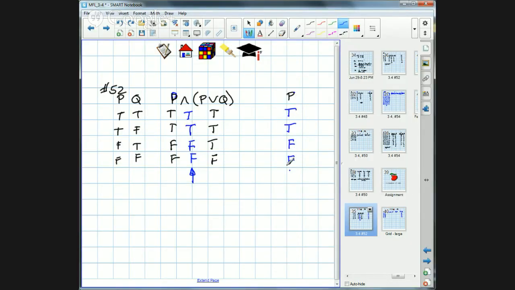Okay, so compare the two statements. Well, they're identical again, so these are equivalent again. See that? I'm trying to find an example of a different kind here.